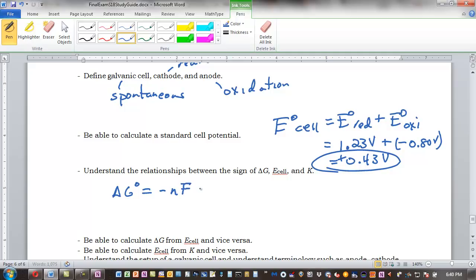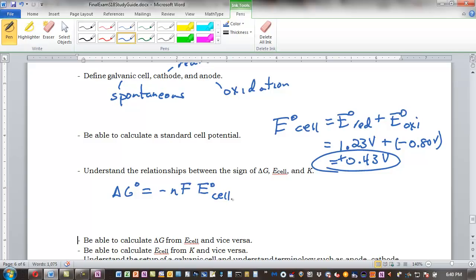You don't have to memorize this equation, but make sure you can do this calculation. So you do need the standard cell potential. We just solved for that. What is F? It's a constant, so that'll be on the equation sheet. That's Faraday's constant. What is N?